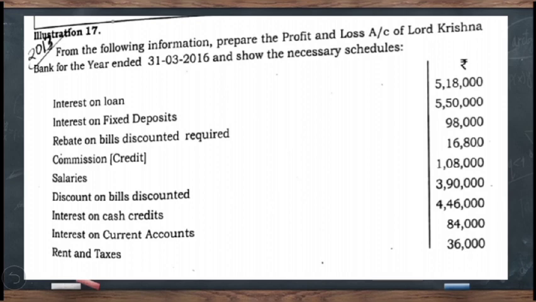So here first we need to identify under which note numbers we have to show each of these items. Coming to the first item, interest on loan. Interest on loan is nothing but the bank has advanced the loan to the customer.